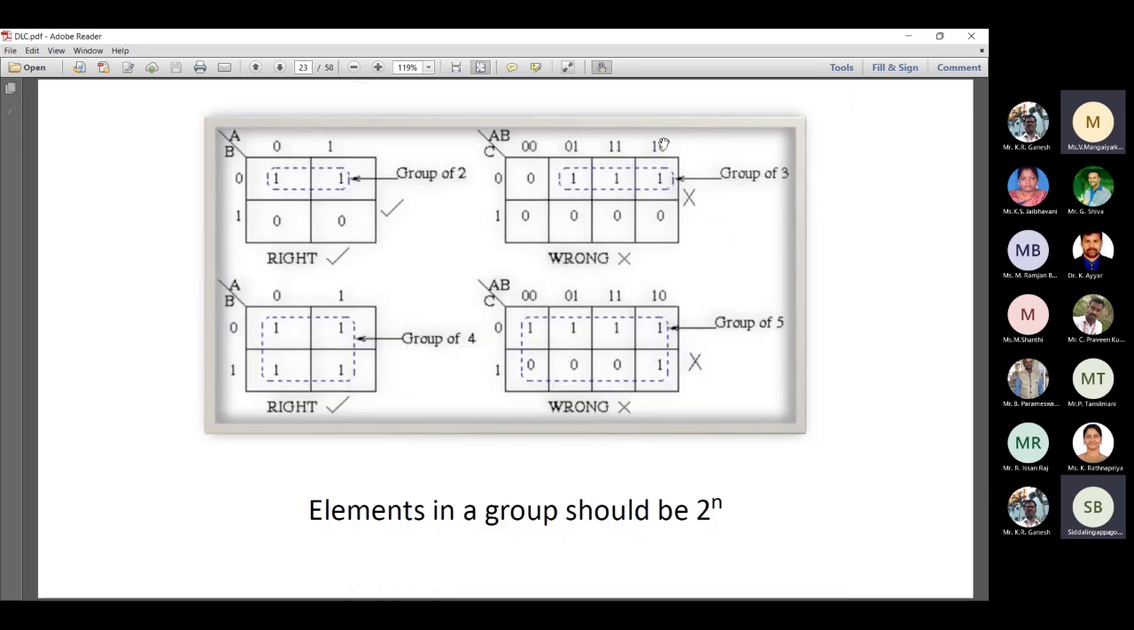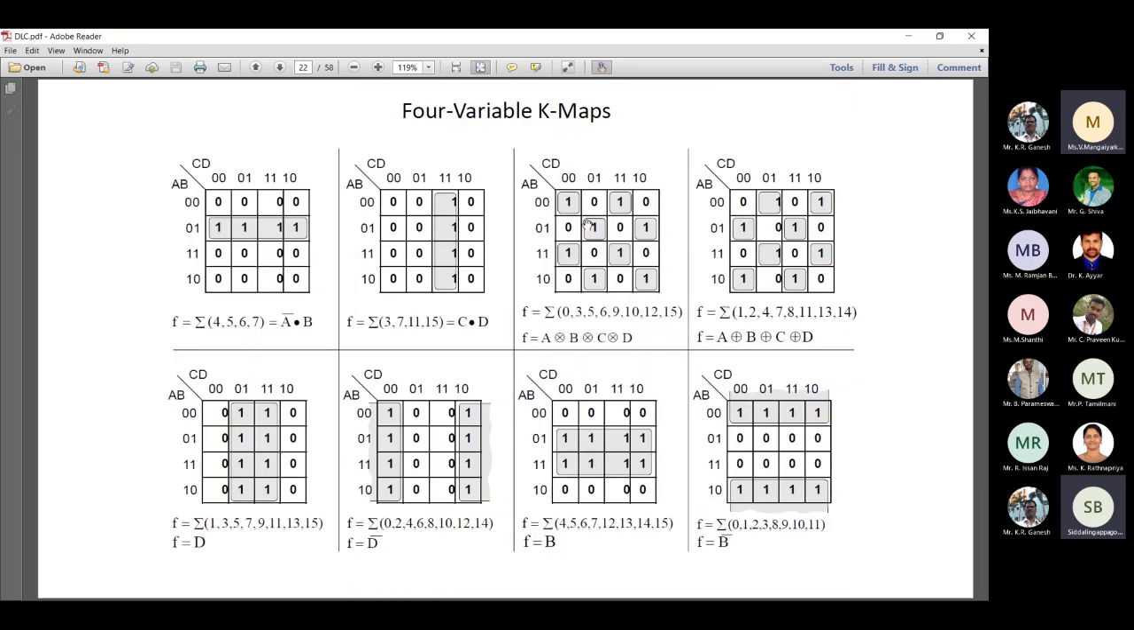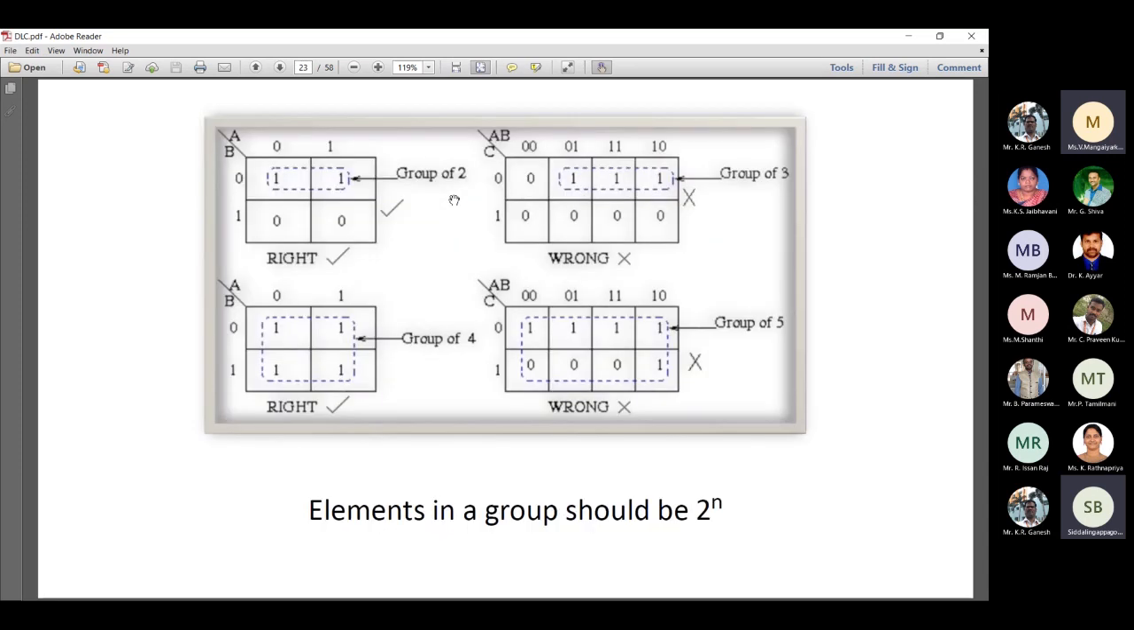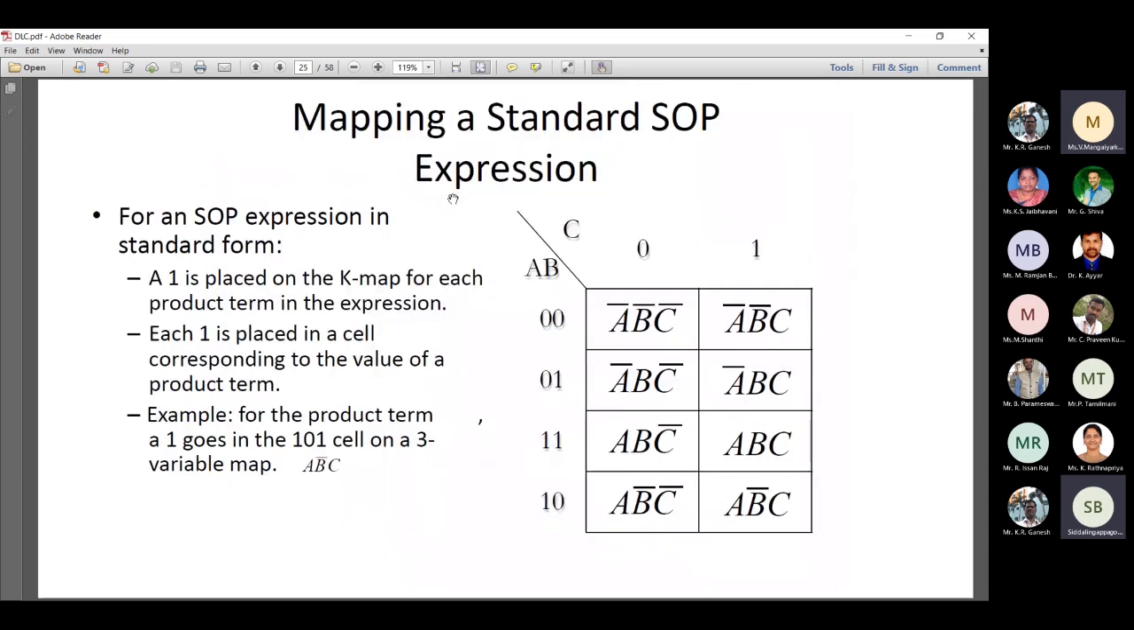So here in this case, if you see, it is not possible to make a higher grouping, right? So that's why we consider this. It is possible to group 4 ones. In this case, you should not group a 2 grouping, right? So that is wrong here. You should try to group with a higher number of ones, right?